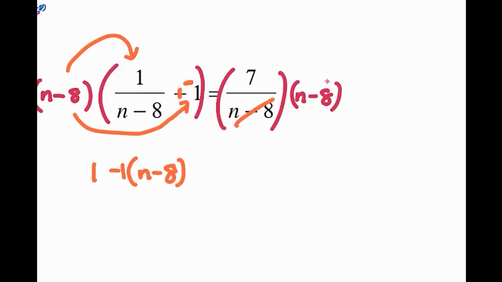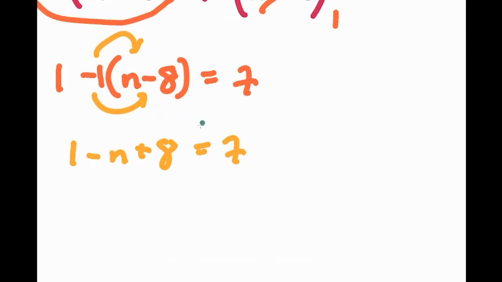The right side of the equation, these are going to cancel. So you're left with just 7. And then if you notice right away, this is just, again, middle school math. Distribute the negative 1 to each of these. So you're going to have 1 minus n plus 8 equals 7. So we have 9 on this side. I'm going to add n to the other side and subtract 7. So you should be left with 2.